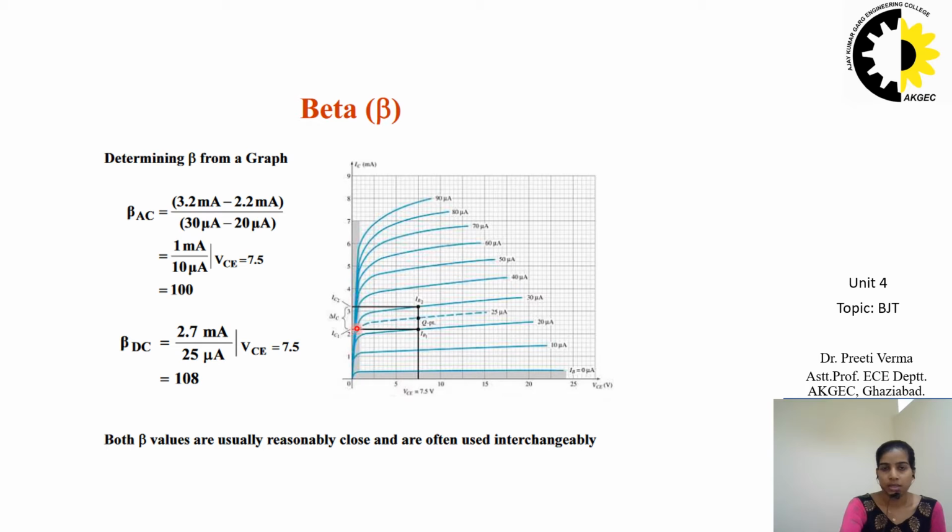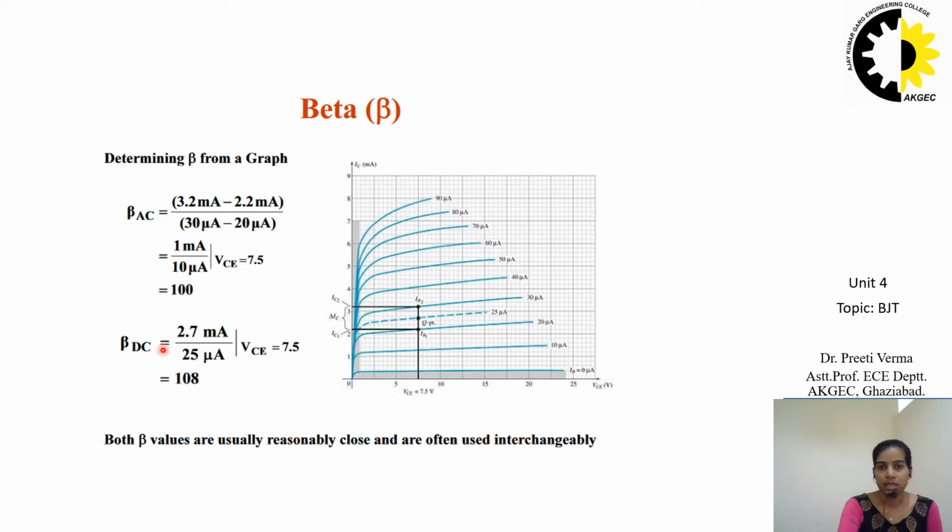So the difference of IC1 and IC2 will give delta IC. And from the difference of IB1 and IB2, we get 30 microampere minus 20 microampere, that is delta IB. So 1 milliampere divided by 10 microampere, for a constant value of VCE of 7.5 volts, we get beta AC as 100.